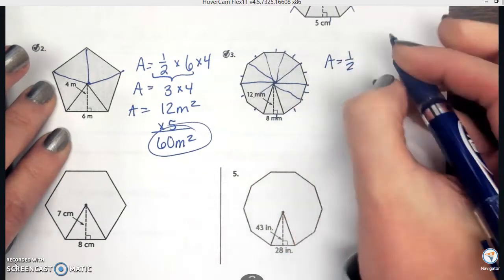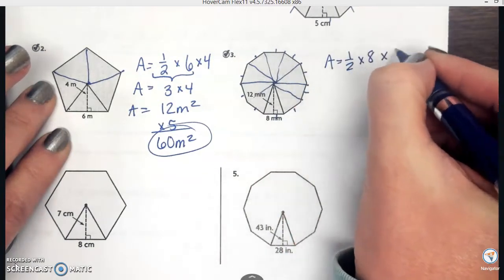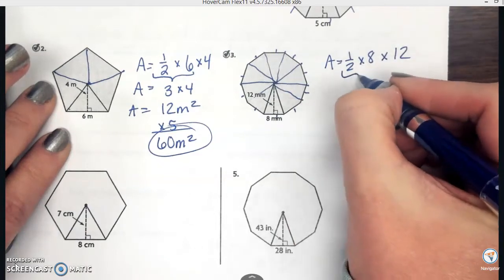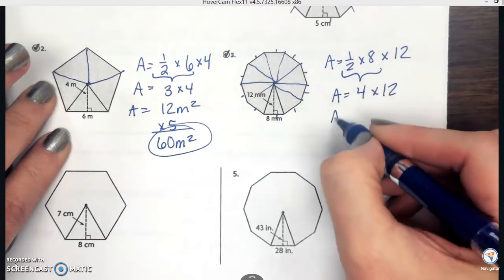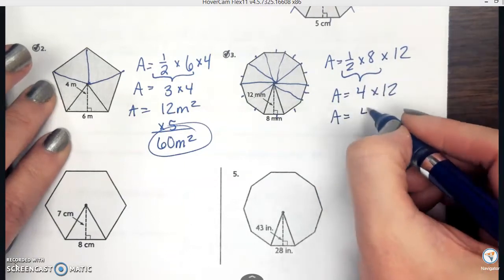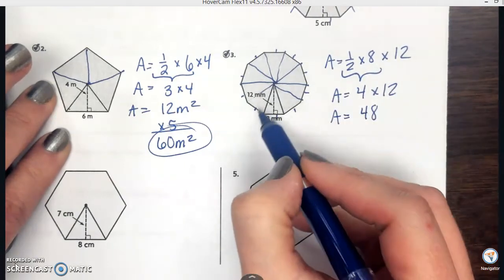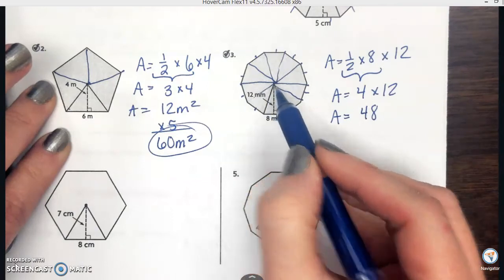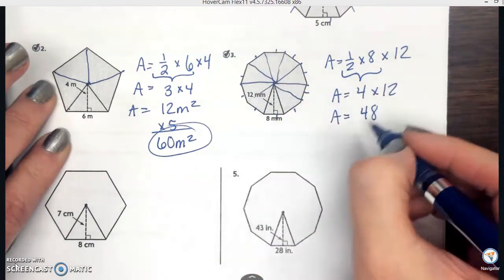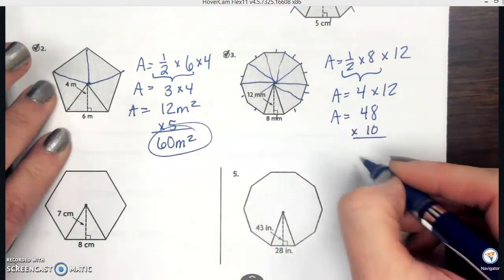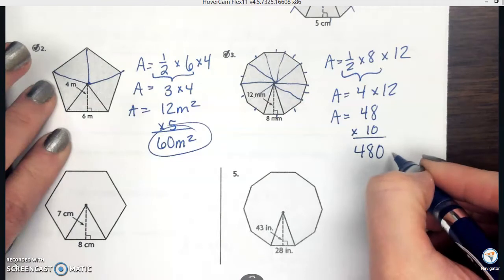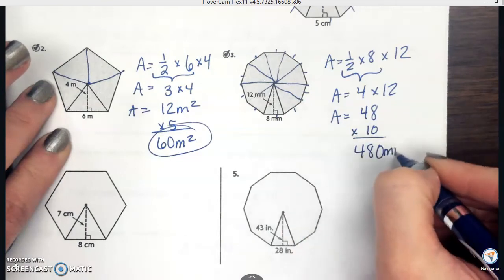So we're saying half of 8 times 12. Half of 8 is 4, and 4 times 12 is 48. So that takes care of that one little triangle. Now I've got to take care of the whole thing. So I'm going to take that 48 and multiply it by 10, because there's 10 triangles, to get 480, and that would be millimeters squared.